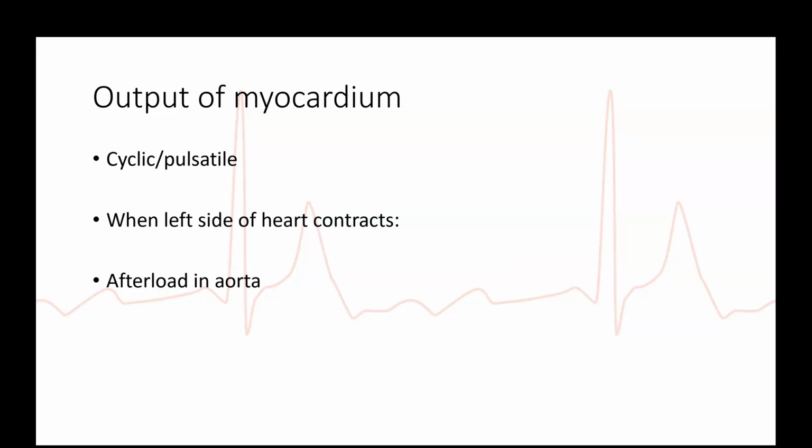Okay, so let's talk about the afterload in the aorta. What does that mean? Okay, afterload is the amount of pressure that must be applied to keep the aortic semilunar valve shut while we are filling. So again, we're maintaining unidirectional flow. The afterload is the pressure in which the left ventricle must overcome in order for blood to be ejected systemically.